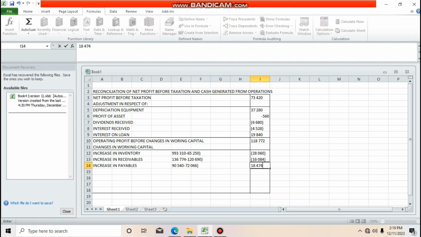We're going to less the 2 of 16,084. We're going to less 28,060. So we're going to have a negative 25,670, right? So the total amount you're going to take 118772. We're going to less 18474, 16084.